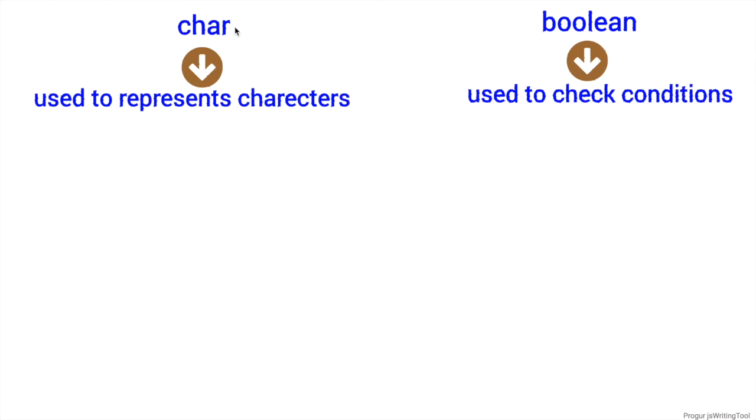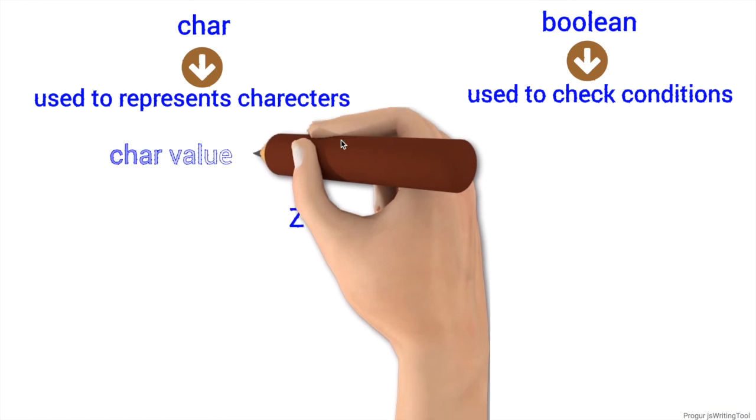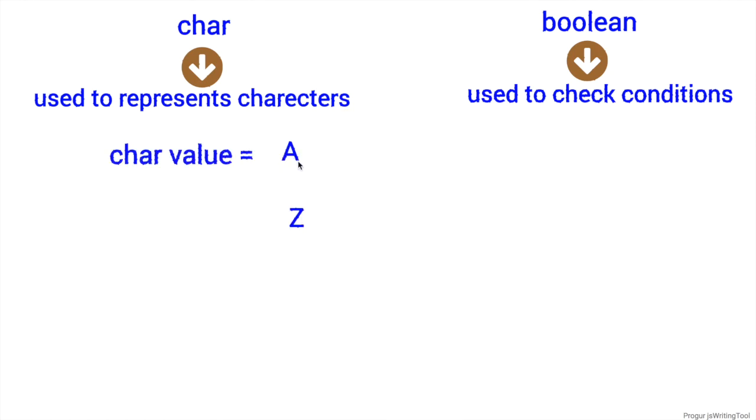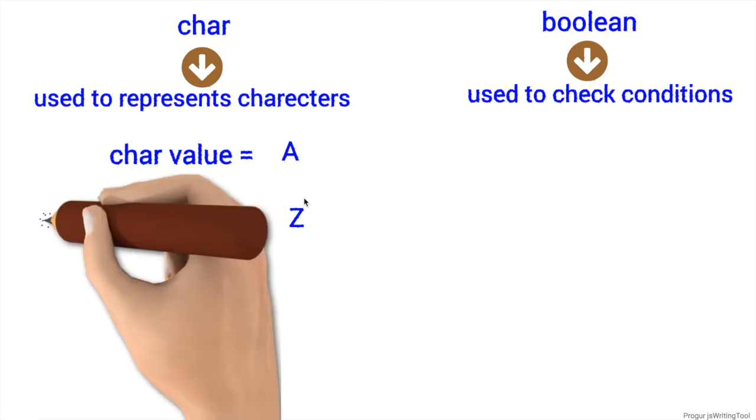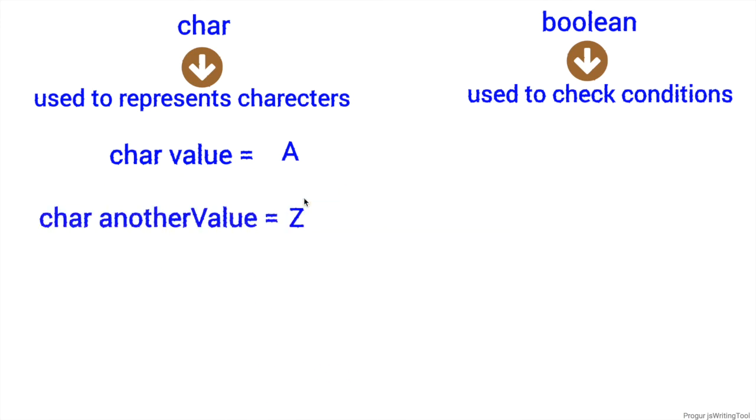Alright, so if you need to represent a character like A, or a character like Z, or any of the characters in the uppercase or lowercase alphabet, then you need to represent it using this char data type, right? So let's say I need to store the value A in Java. I need to write char value equal to A. And if I need to store Z in Java, I need to write char another value equal to Z.